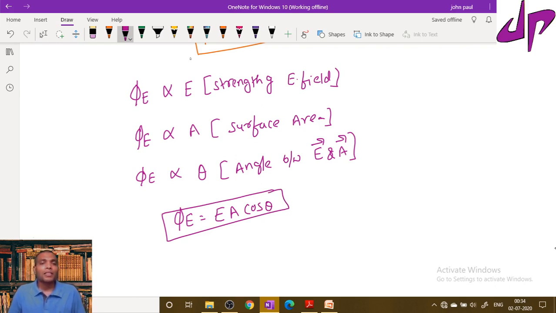And so when will the flux be maximum? It depends upon the electric field strength, and it depends upon the area, and it depends upon the orientation of the surface area with the electric field.